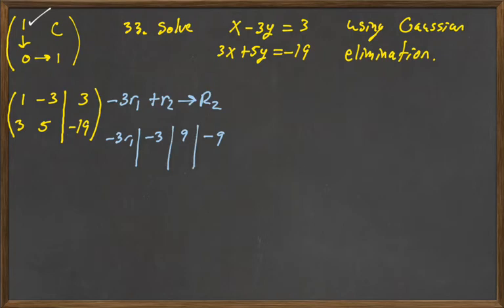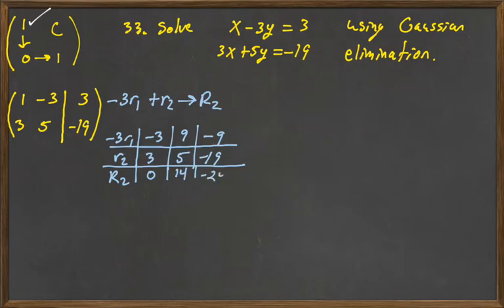Row 2 is 3, 5, and negative 19. And then we'll go ahead and add to make our new row 2, 0, 14, and negative 28. We did use row 1, but we did not replace row 1, so row 1 is still itself. Okay. All right, so we got 1 more step to do.